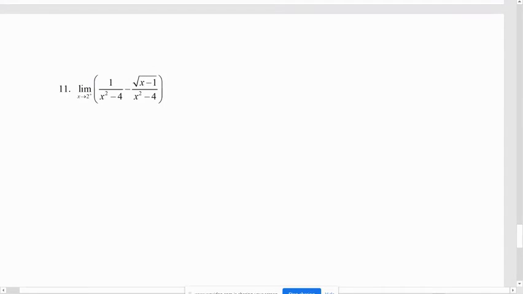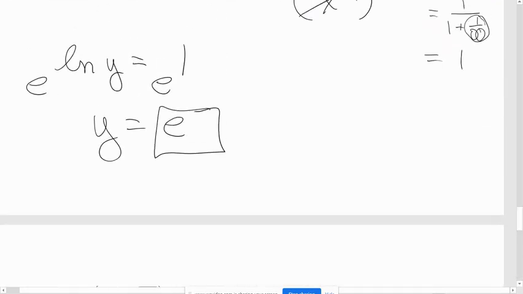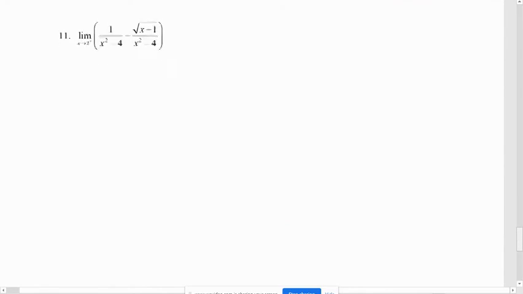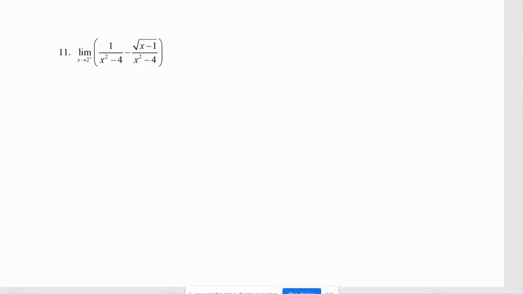Okay. I think this is the last one. Yeah, good. Thank God. All right. So if I plug in 2 here, I'm going to get 1 over 0, and I'm going to be divided by 0 there also. So you can't do straight substitution.